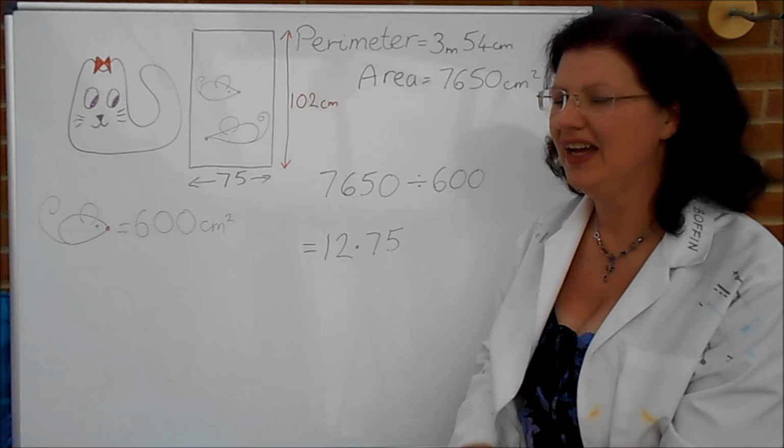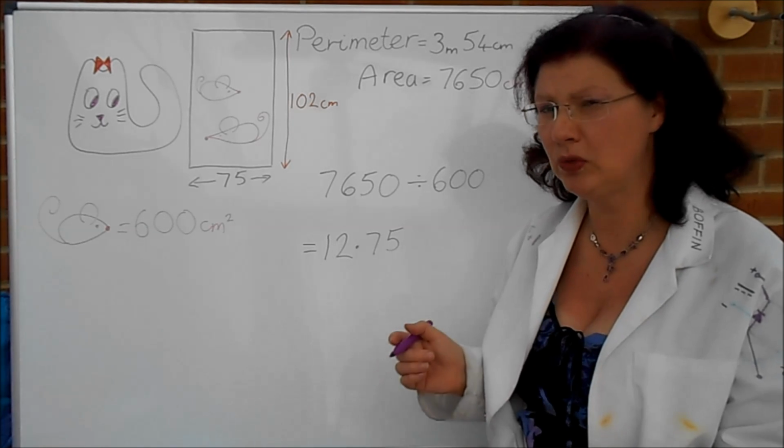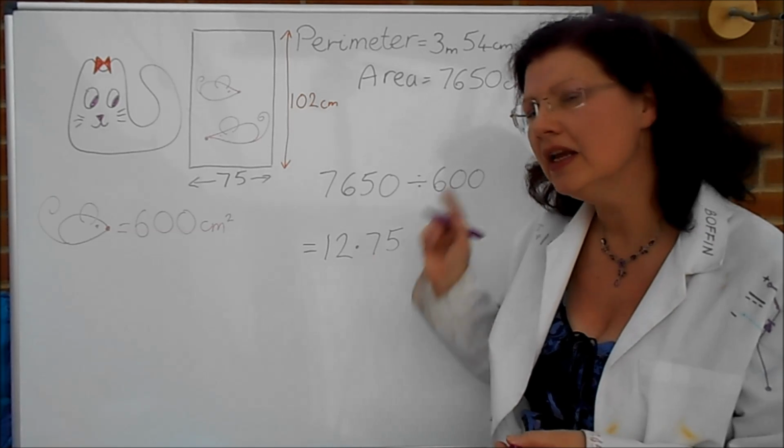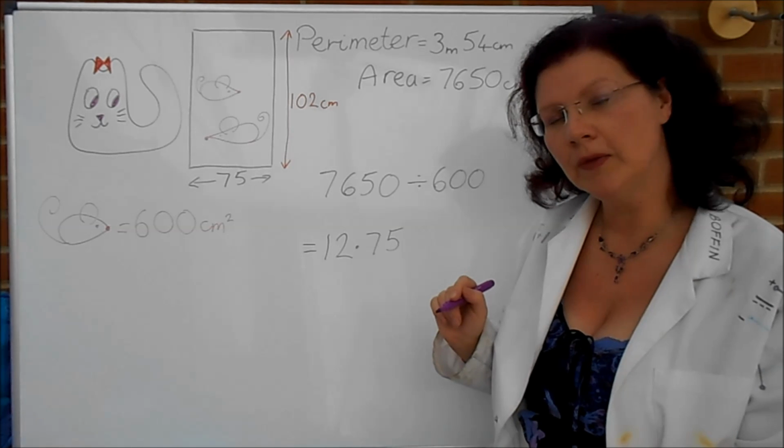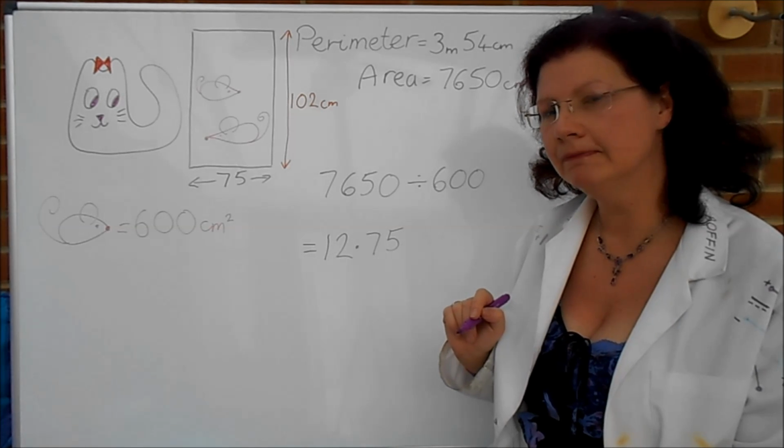Now, clearly, you can't have 12.75 mice. I mean, I know she's a cat, but really playing with 3/4 of a mouse, well, maybe a cat would like that. But we need a whole number here because we're dealing with mice. So, what would that be?